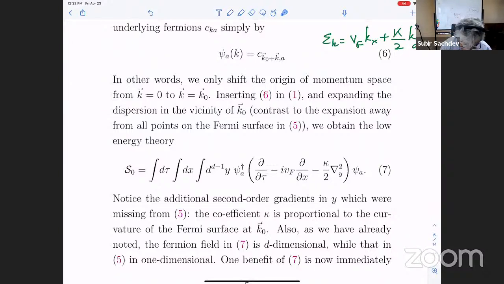Okay. All right, so I spent the entire first half hour just talking about free fermions, different ways of writing free fermions. All right, so now let's put in some interactions.